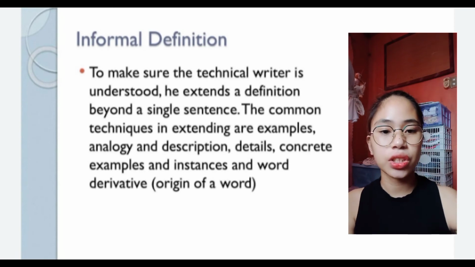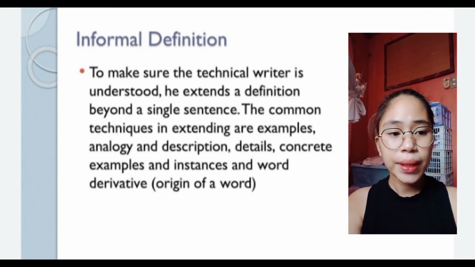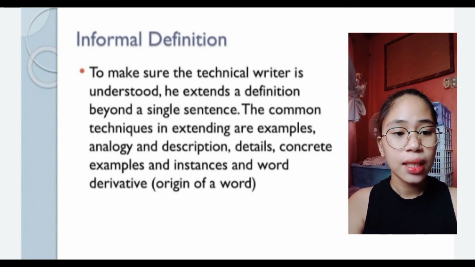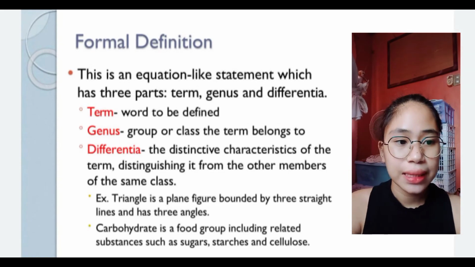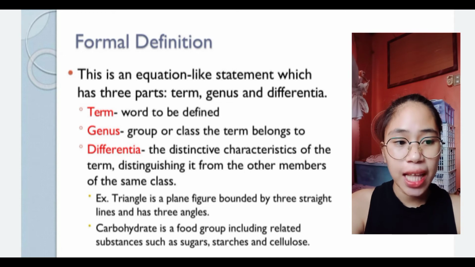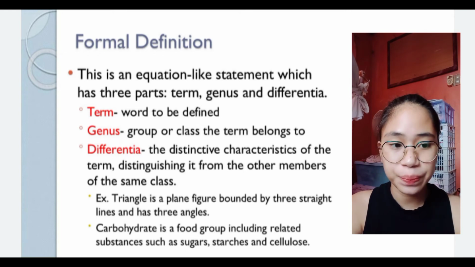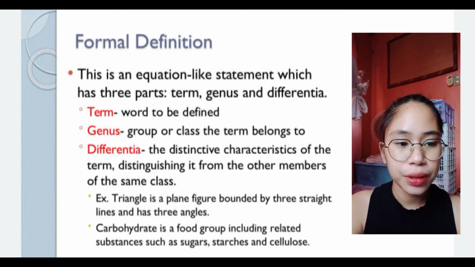Informal definition: to make sure the technical writer is understood, he extends a definition beyond a single sentence. The common techniques in extending are examples, analogy and description, details, concrete examples and instances, and word derivative. Formal definition is an equation-like statement which has three parts: term, genus, and differentia. Term, the word to be defined. Genus, the group or class the term belongs to. Differentia, the distinctive characteristic of the term, distinguishing it from the other members of the same class.